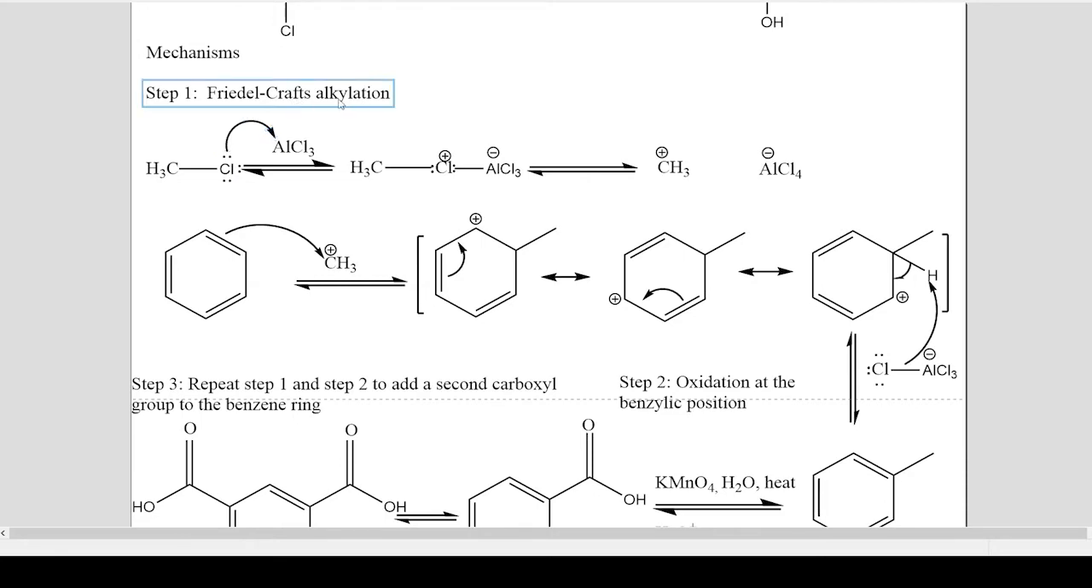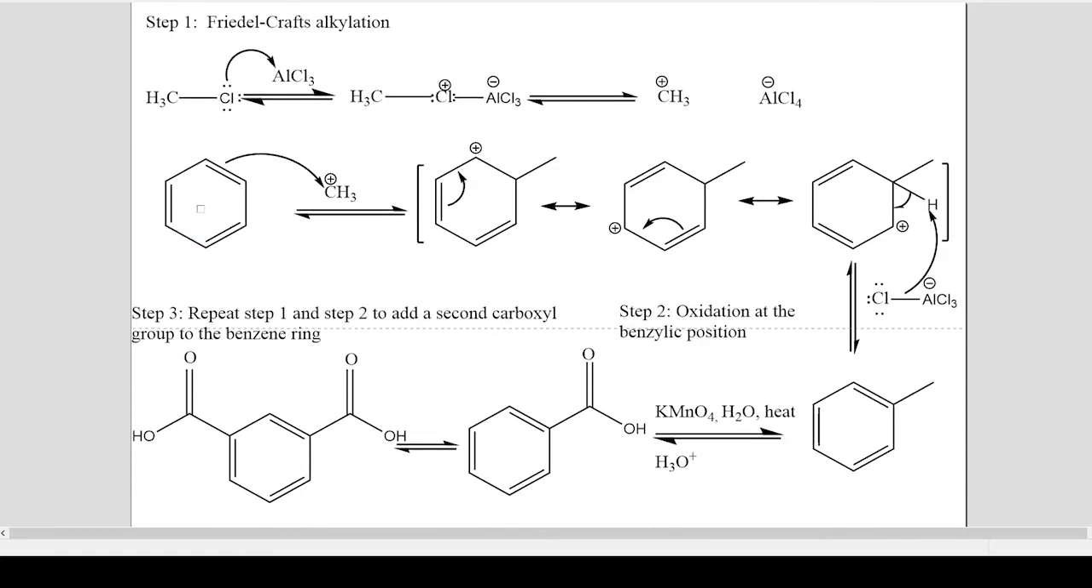Friedel-Crafts alkylation. Benzene is treated with chloromethane in the presence of aluminum trichloride. Aluminum trichloride is a Lewis acid. It functions as a catalyst, reacting with chloromethane to produce a carbocation. This carbocation is an excellent electrophile. It is capable of reacting with benzene, a very stable compound. This reaction is an electrophilic aromatic substitution reaction.